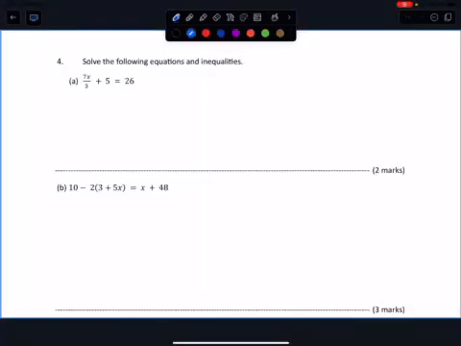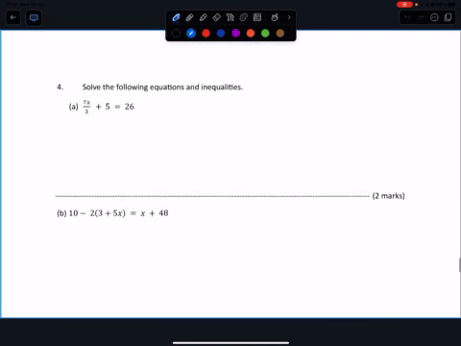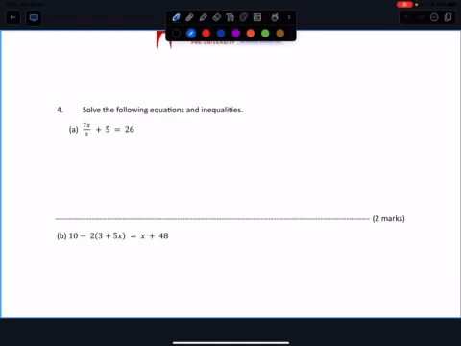4. Solve the following equations and inequalities. The first two are regular equations, the third one being an inequality. So how do we go about it? Simple. Well, let's put it like this.